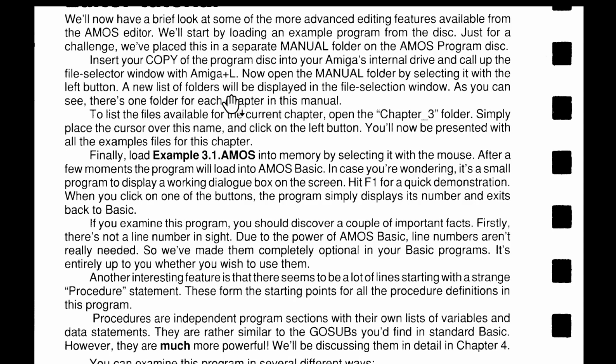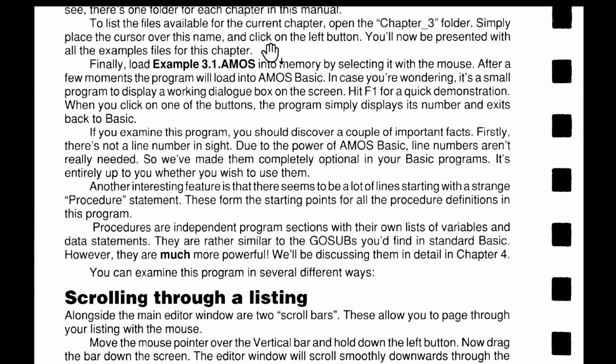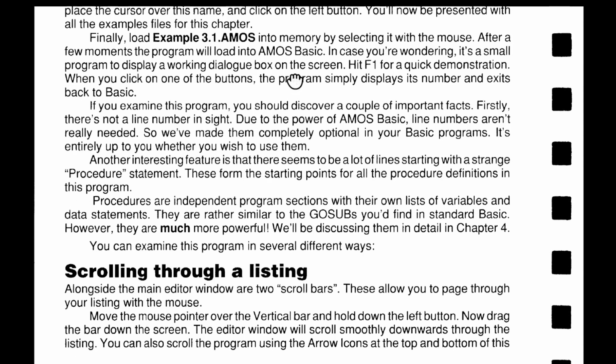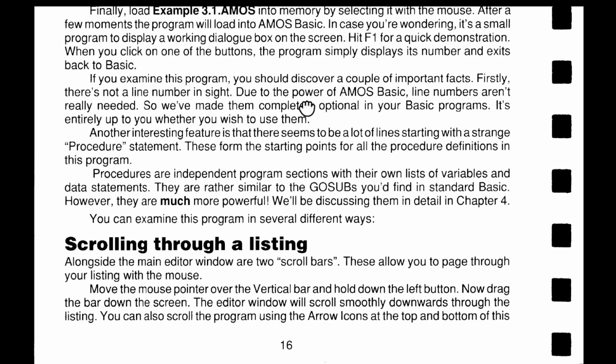A new list of folders will be displayed in the file selection window. As you can see, there's one folder for each chapter in this manual. To list the files available for the current chapter, open the chapter_3 folder. Simply place the cursor over this name, and click on the left button. You'll now be presented with all the example files for this chapter. Finally, load example 3.1.amos into memory by selecting it with the mouse. After a few moments, the program will load into AMOS Basic. In case you're wondering, it's a small program to display a working dialog box on the screen.